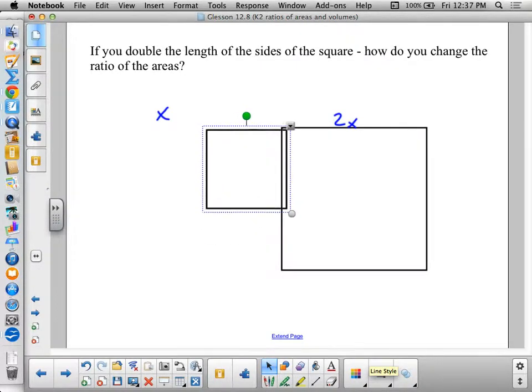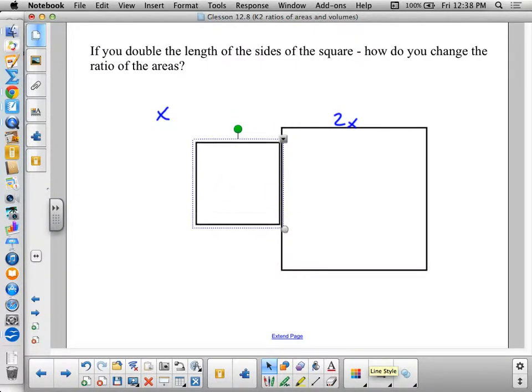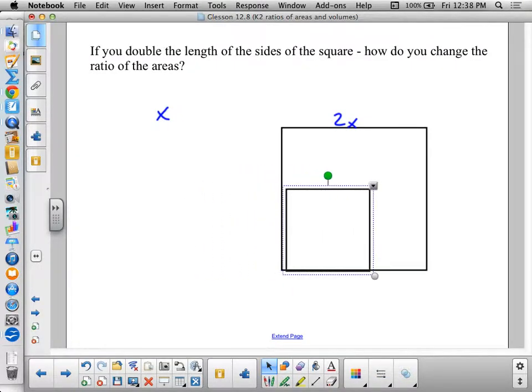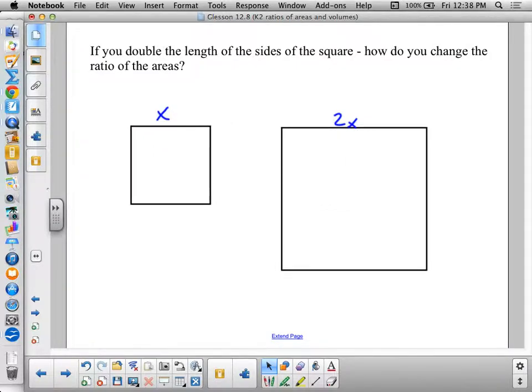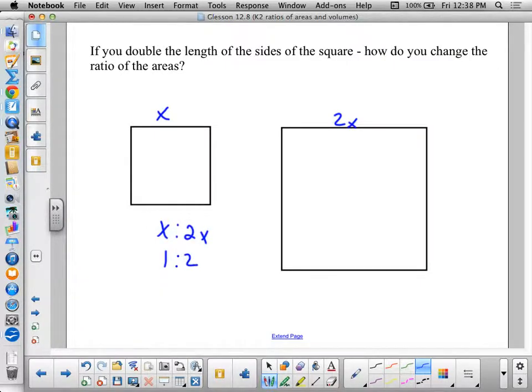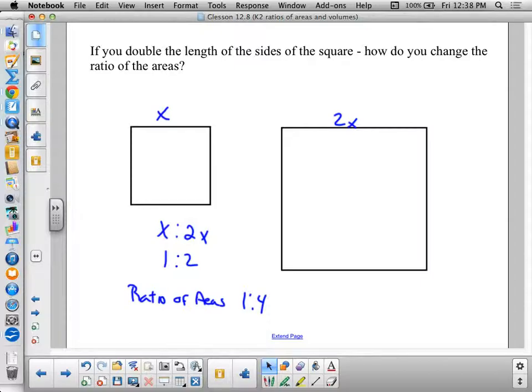Okay, let's make this a little bit bigger. 1, 2. Okay, so how many squares do we have here? There we go. How much should I increase the area? 1, 2, 3, 4. Why? You can see that again. The scale factor would be x to 2x, or 1 to 2. So the ratio of areas is 1 to 4. And we can clearly see that taking place. Even though the side is only twice as long, the area is 4 times as much.